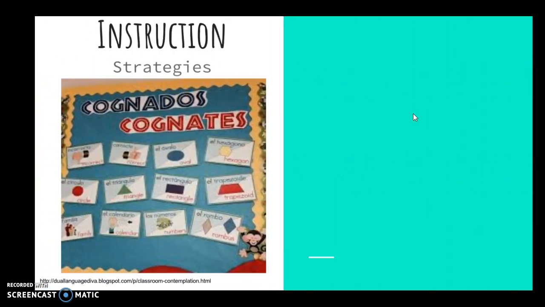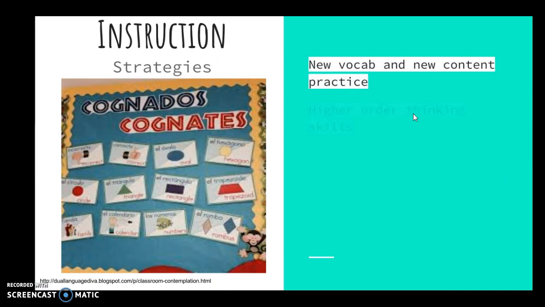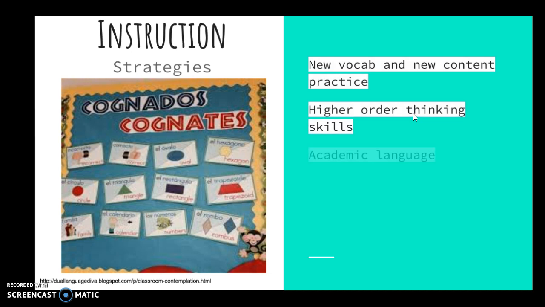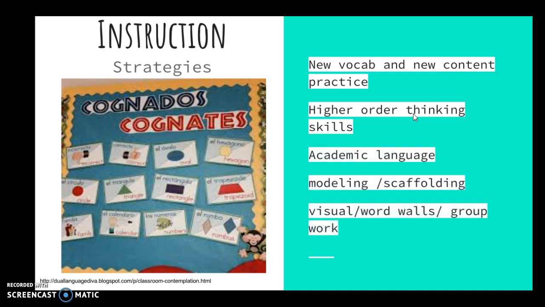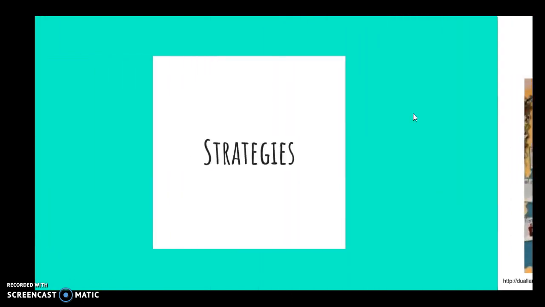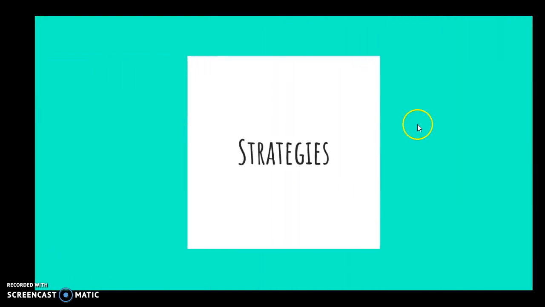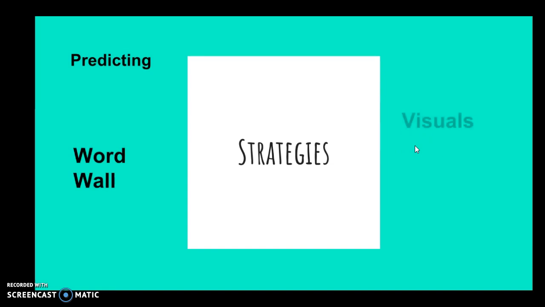The third category of instruction is called strategies. Students use a variety of learning strategies to practice new vocabulary and the content. This includes higher order thinking skills. Students or teachers will model the strategy to help scaffold students. Teachers might use predicting as a strategy to model and scaffold. They might use visuals paired with new vocabulary. They can use a word wall with new vocabulary paired with images for translating purposes. Teachers can also engage in collaborative groups with students.